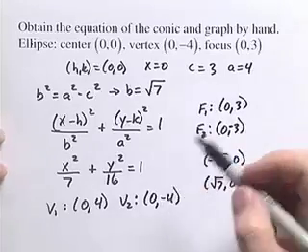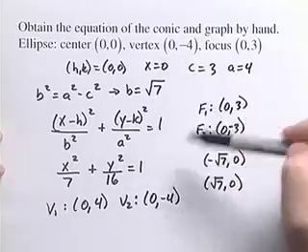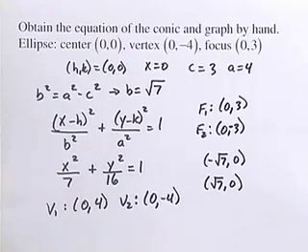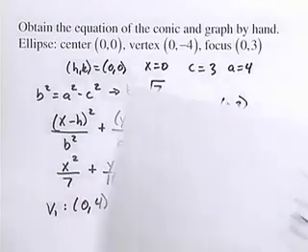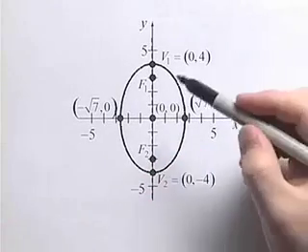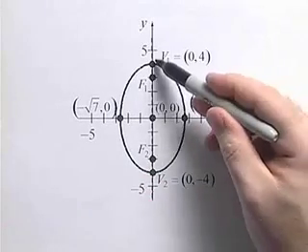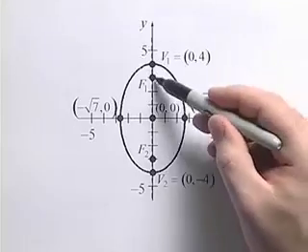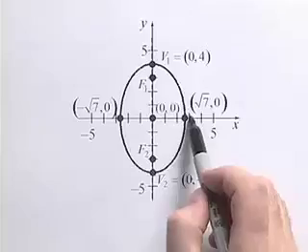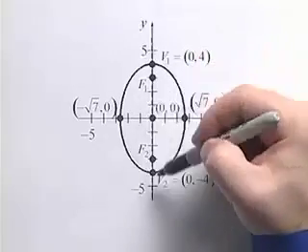So we put all this information together: our center, our vertices, our foci, and the 2 additional points. We can go ahead and get the graph of our ellipse. It'll look like this. So here we have our center plotted, we have our 2 vertices plotted, our 2 foci, and then we have the 2 additional points here. Notice our major axis is the y-axis.